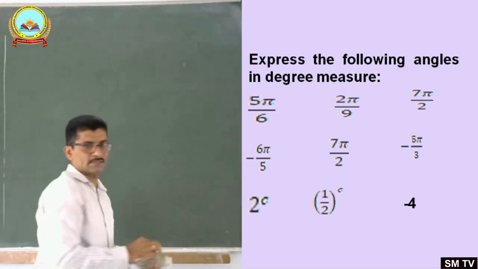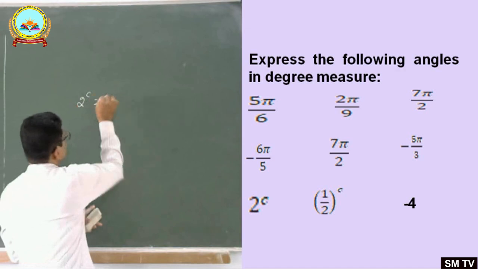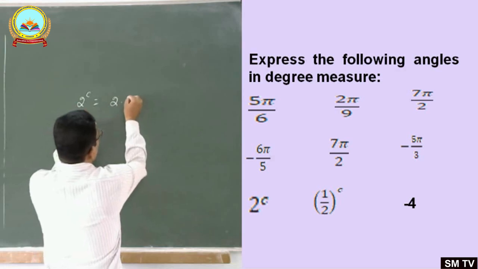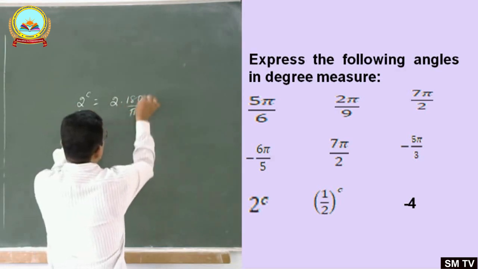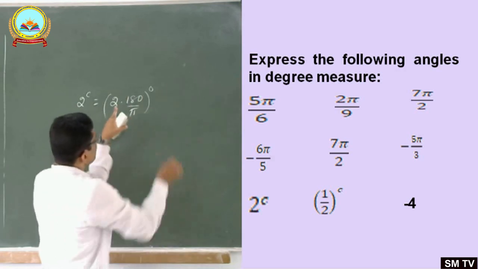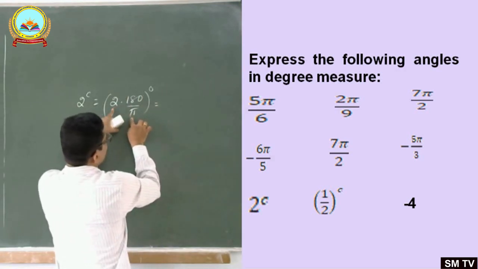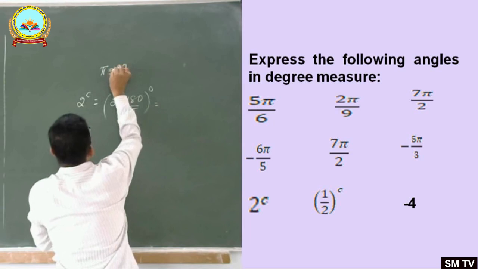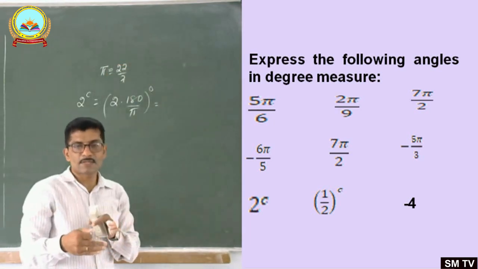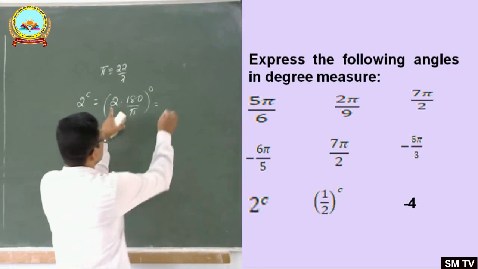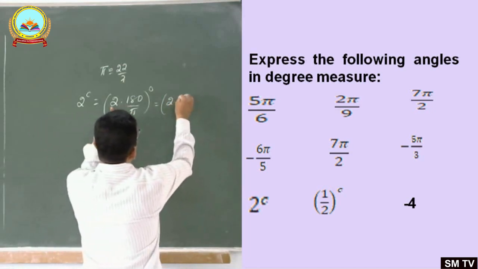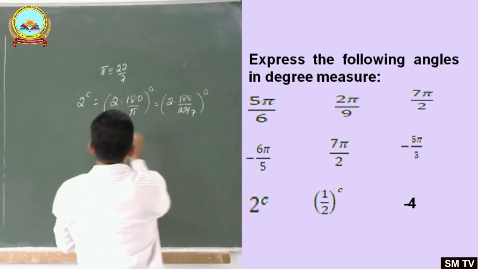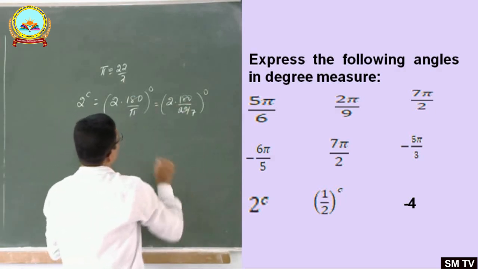Here, converting for example 2 radians into degree form, this 2 is multiplied by 180 divided by pi degrees. It's clear? Suppose here we use pi equal to 22 divided by 7, the approximate value, nearly equal to 3.142. Therefore, using this value, 2 into 180 divided by 22 divided by 7 degrees.